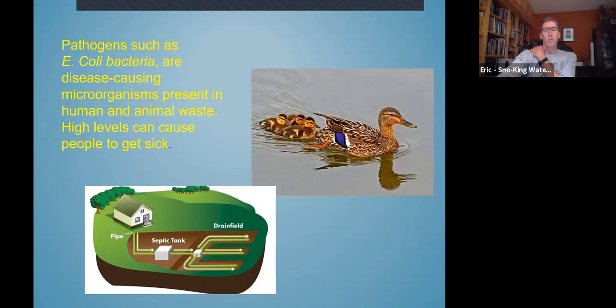Okay, other types of water pollution can include bacteria. So E. coli in particular is something that can be present, and it can come from human waste, and it can also come from animals.